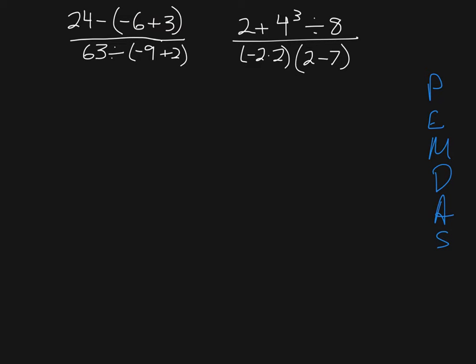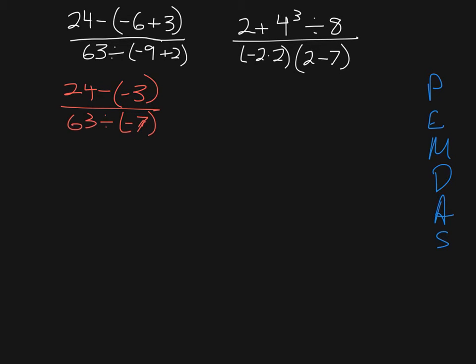-6 plus 3. And remember, these have different signs. So once again, we're going to subtract. So we're going to have 24 minus, now 6 minus 3 is 3. But because my 6 is negative, it's going to be -3. Over, now I can do the parentheses step in my denominator as well, as long as I keep my numerator and denominator separate until the very end. -9 plus 2 is going to give me -7. Different signs again. -7 is what that says.